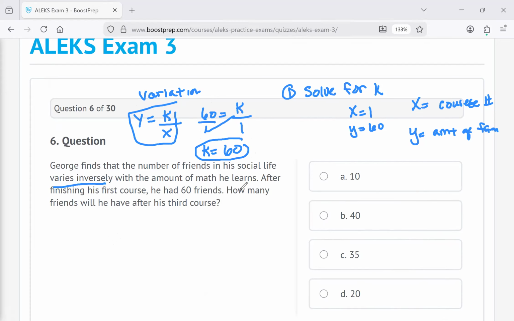So how many friends represents our y value? So what we're trying to do is figure out our y value. We're going to use this same equation, but the only difference is we're going to replace our k with 60 because we just found it. And then what else are we going to replace? How many friends will he have after his third course? So x is our third, so we're going to replace our x with 3. So what's 60 over 3? 20. So letter D.